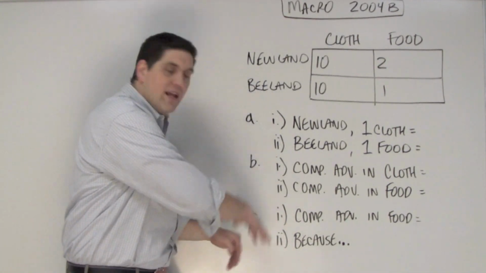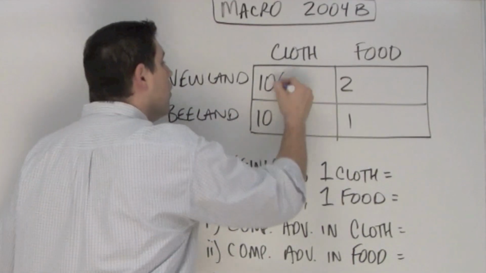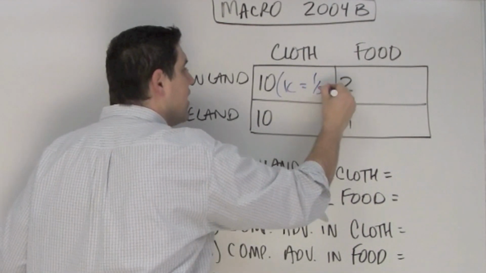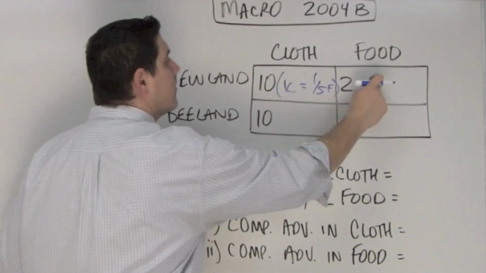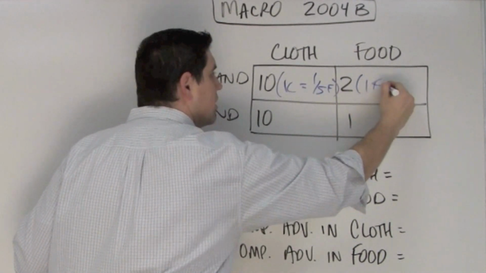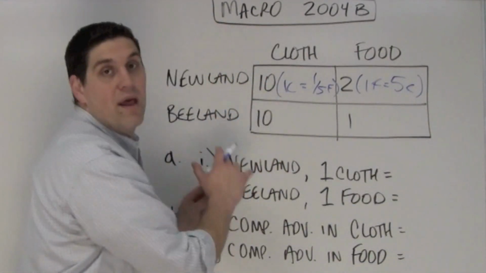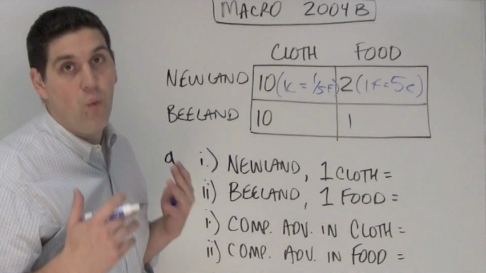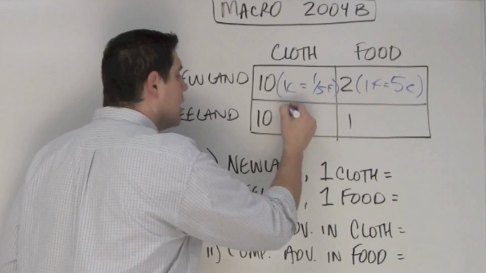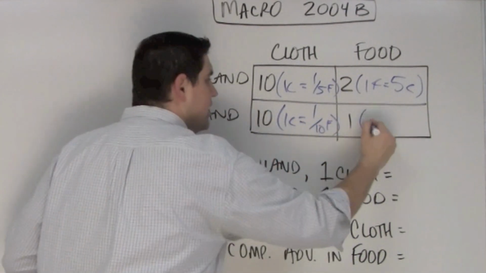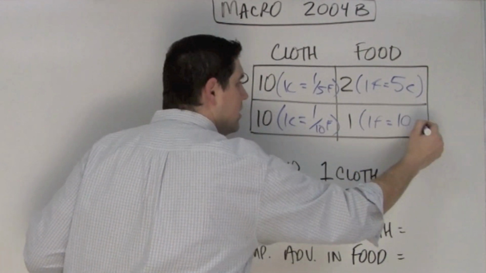So let's do that before we answer any of the actual questions. For Newland, 1 cloth costs a certain amount of food. Well, that works out to 1/5 of a food. For Newland, 1 food costs 5 cloth. If you don't remember how to do this, go ahead and watch the video lessons from Unit 1. For Beeland, 1 cloth costs 1/10 of a food, and each 1 food costs 10 cloth.